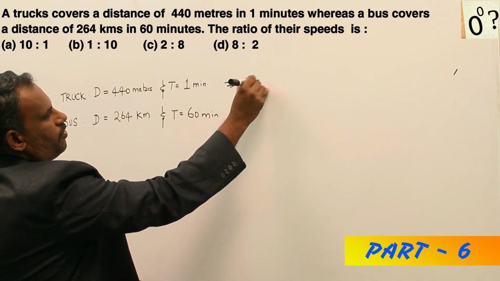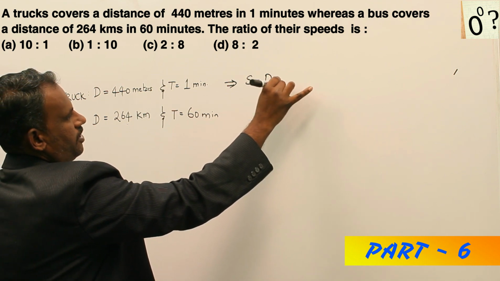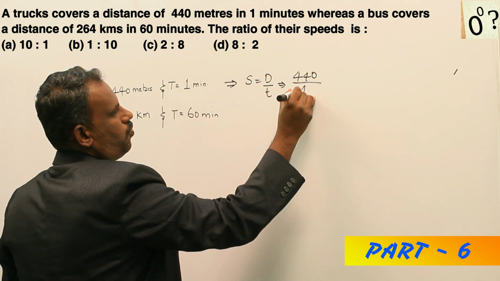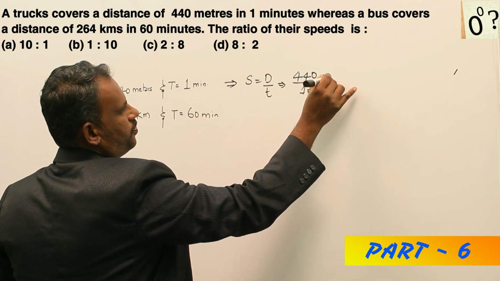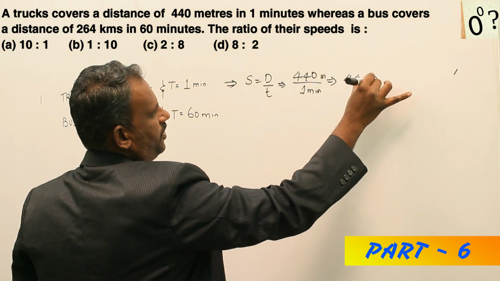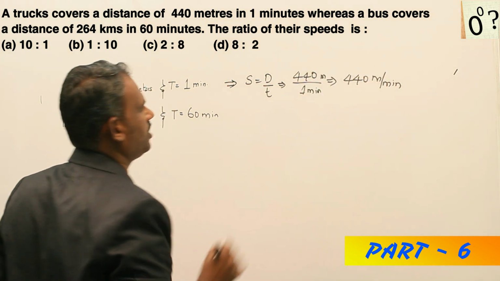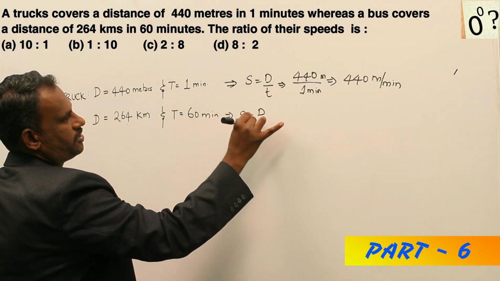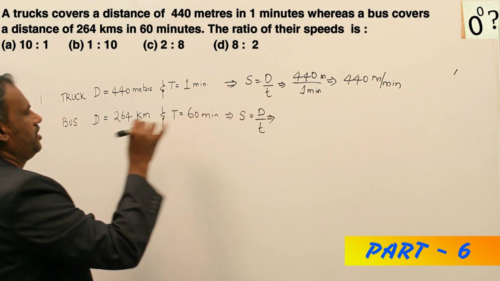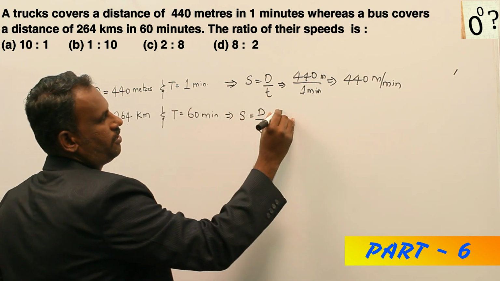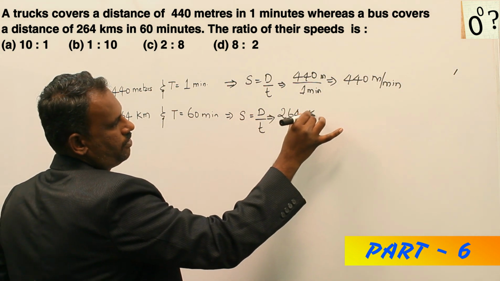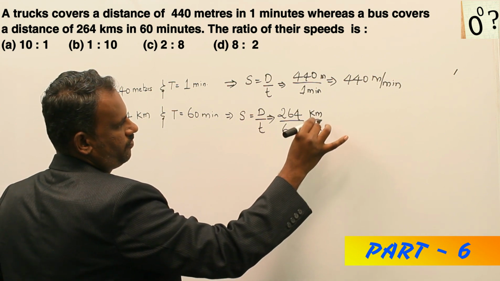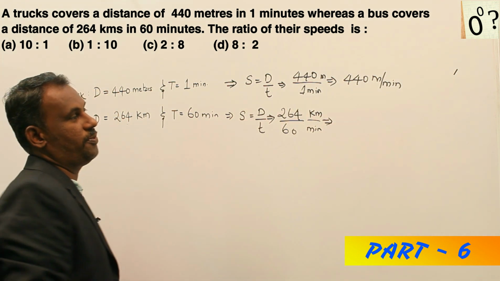Speed is equal to distance divided by time. Here distance is 440 meters divided by time, which is 1 minute. So the speed is 440 meters per minute. We have to convert to meters per minute here also. So the speed is equal to distance divided by time. Here the distance is 264 kilometers per 60 minutes.